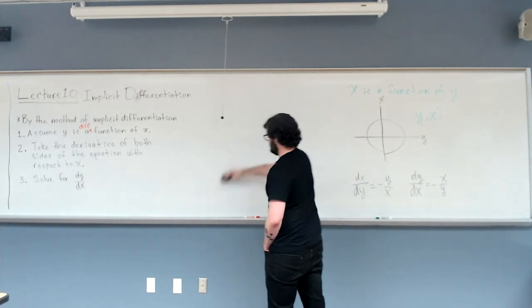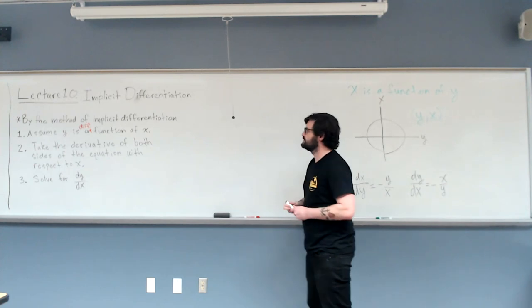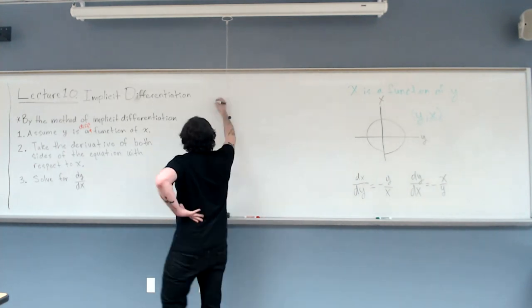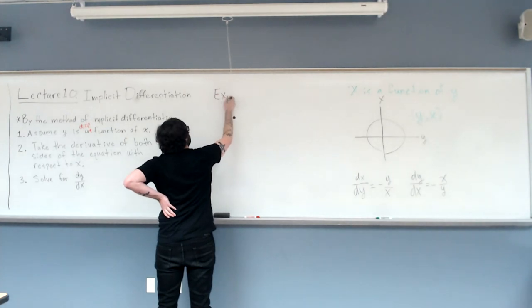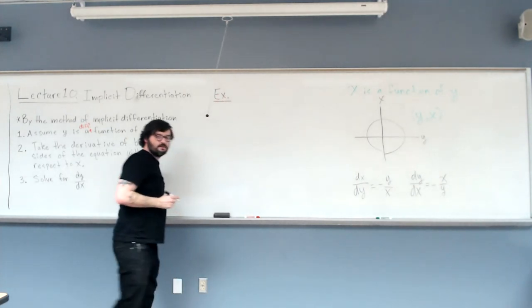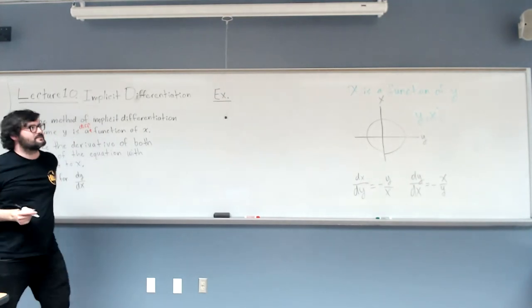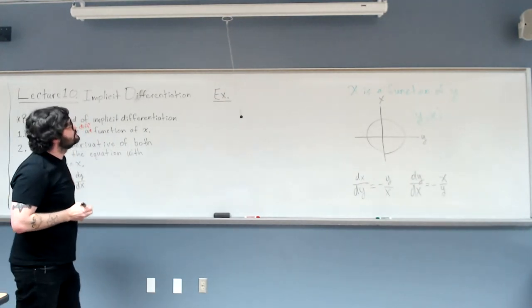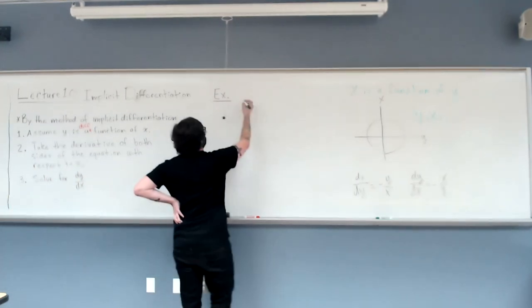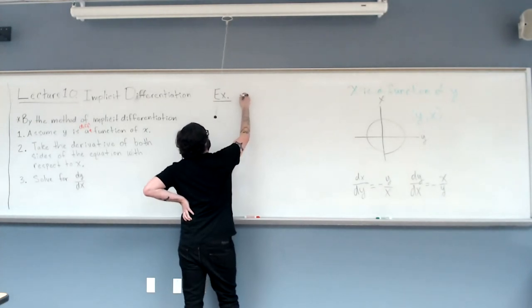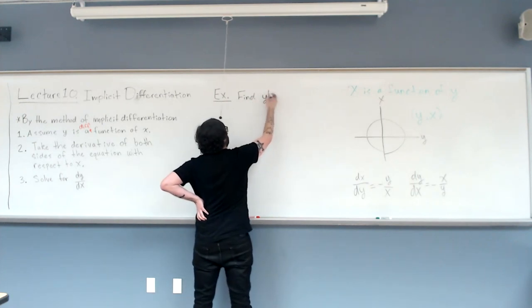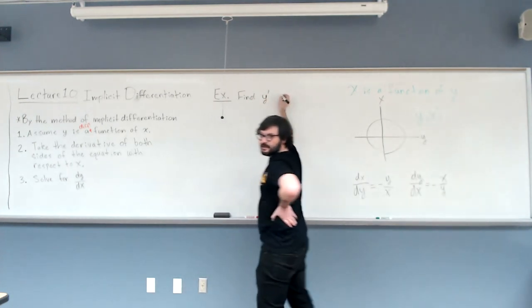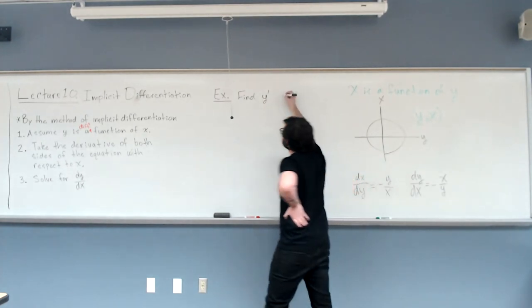Now I forgot my example notes in my office, so I'm going to have to think of one and hopefully it works out. So maybe, this is not going to be the easiest thing to do. So find y prime, that's dy dx, by the way, same thing.